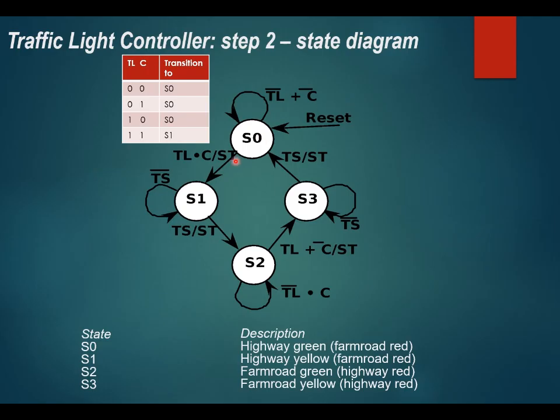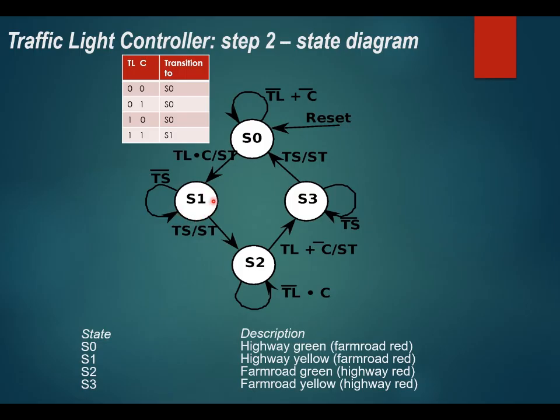Okay, so ST is a signal or a pulse that tells the timer to start counting the interval. While S0 stays there, where the green light interval is still counting, there is no need to restart the timer. That's why ST is equal to 0 at that time. Only when highway green changes to highway yellow do we need to give a pulse of signal ST equal to 1, so that the timer will restart counting for the short interval, which is the yellow light interval.